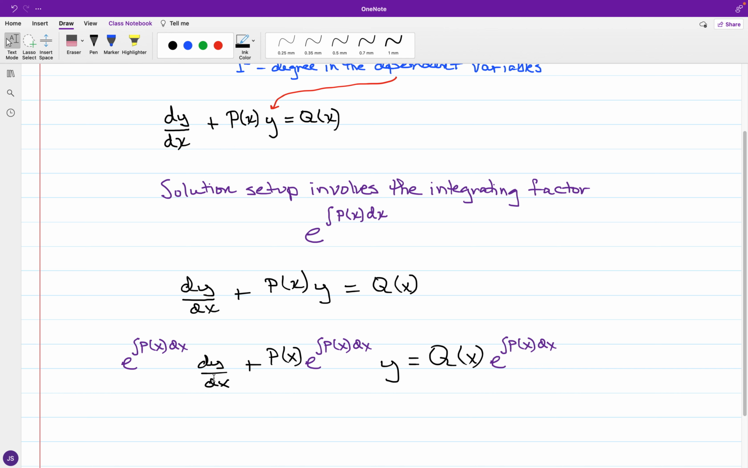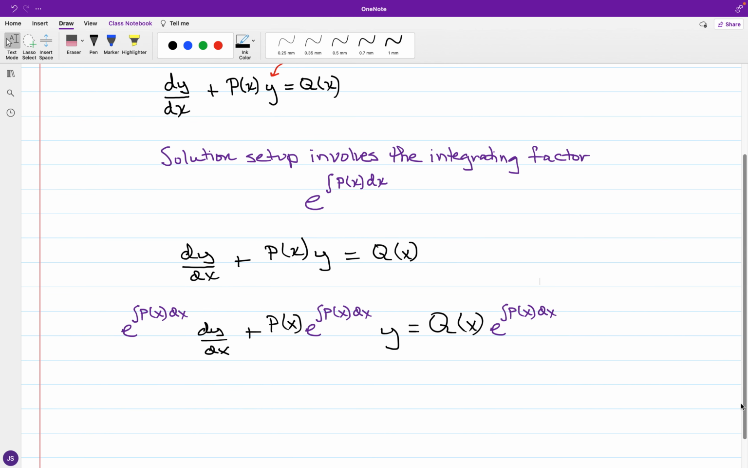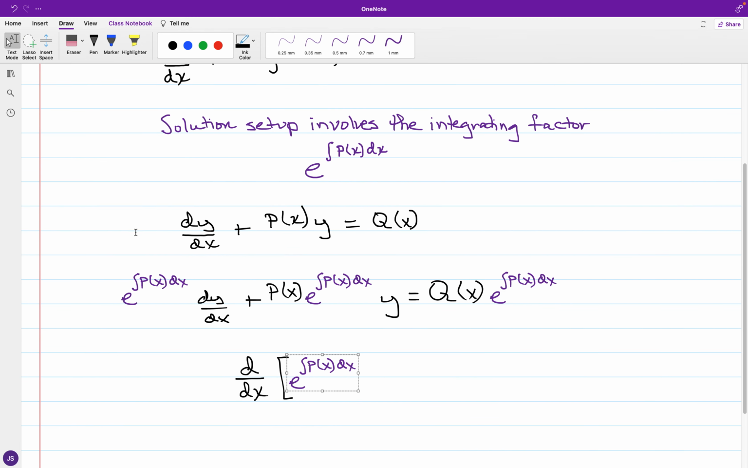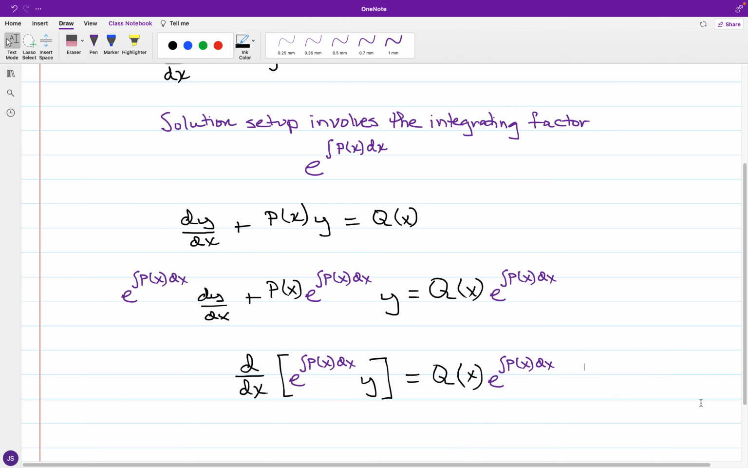what I have for the left-hand side of the equation is the product rule expansion, in the derivative case, of taking the derivative of the integrating factor times the dependent variable. So compacting this expression, the left-hand side is the derivative in x of the integrating factor times the dependent variable, y, and this is equal to q of x times the integrating factor. So this is what we have thus far.